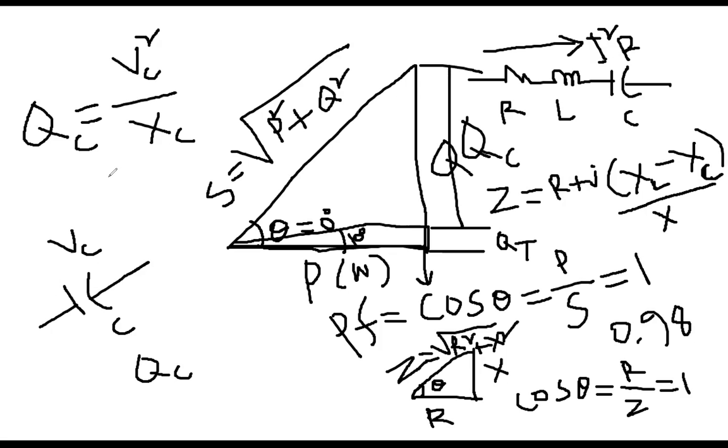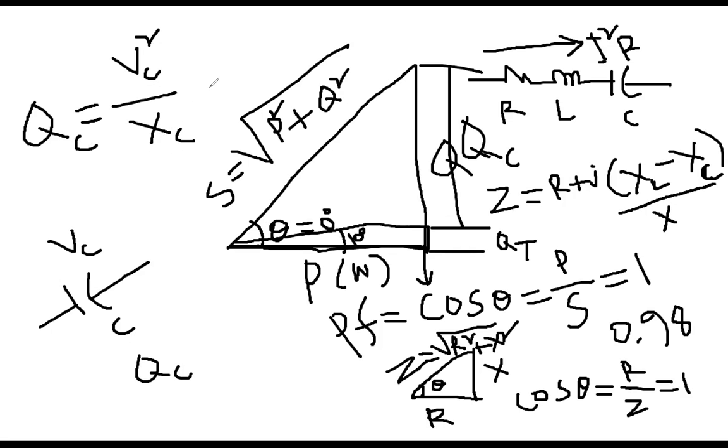So once you are able to find out that value, what was the value of the QC? In the problem that I discussed just now, the QC value was given. But in the homework problem, at first you have to find out the QC value with the help of this type of triangle. And then once you find it, please use this equation. Everybody listen, QC equals VC square over XC.